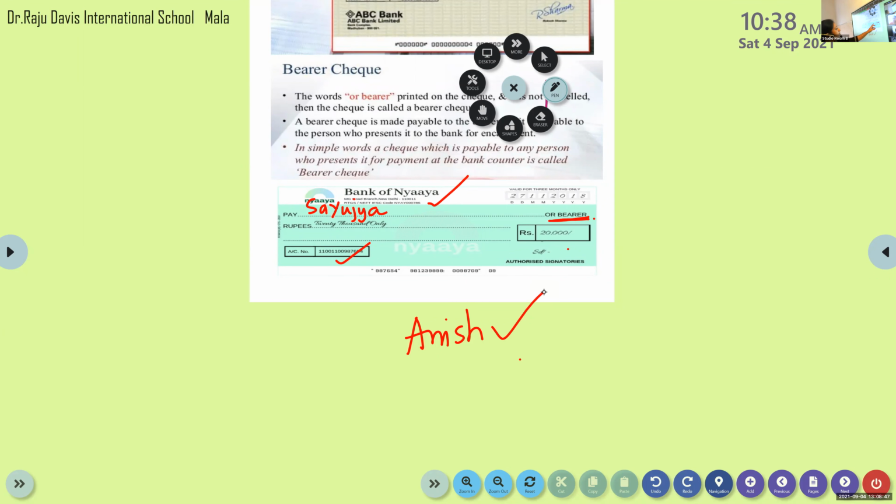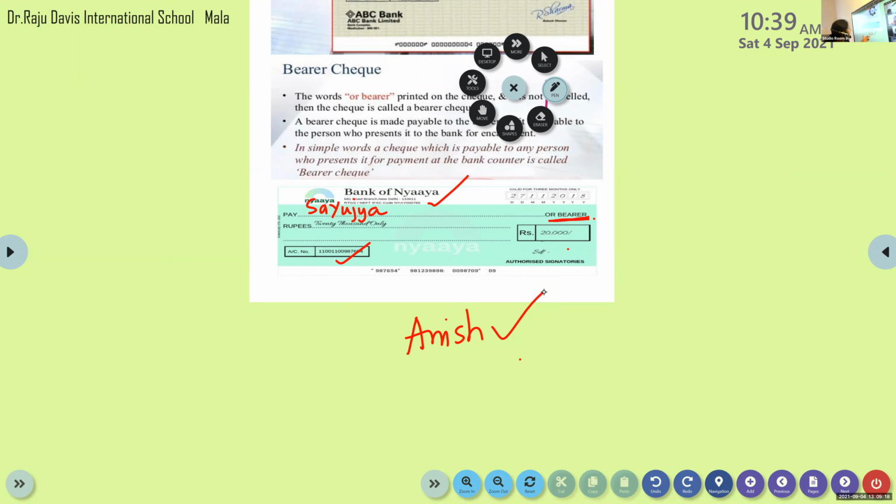Now, it is written "or bearer." Bearer means whosoever has it in hand, whoever keeps the check. Now it is with Anish. Correct? Anish got the check and the check is with Anish. So now Anish is the bearer. Whoever keeps the check with them, in whose hand the check is, he is the bearer.